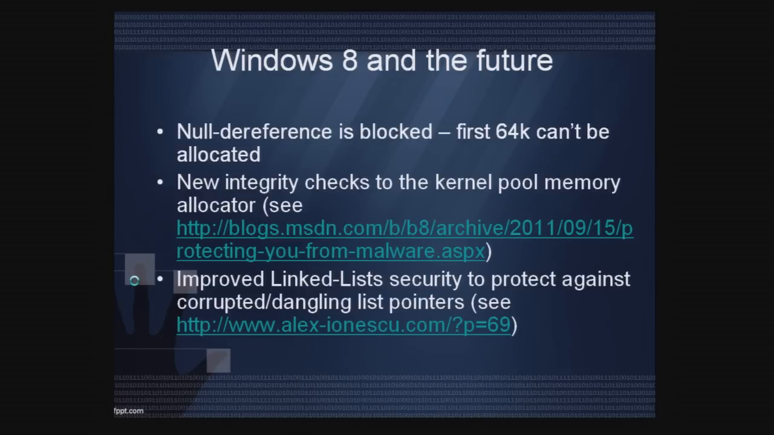So just quickly mention the feature. We just null dereference Windows 8. You can no longer allocate the first 64K of memory. That's probably going to block most of these null dereference bugs. As we've said, they're slowly catching up on all the stuff that they've added to the heap allocation in user mode. They're moving it to the kernel. And there's more stuff added to prevent dangling pointers with linked lists and stuff like that. So there's definitely work that's being done by Microsoft to make things nicer.